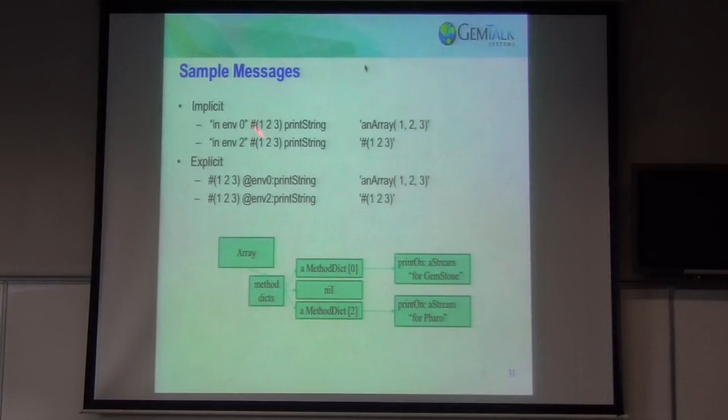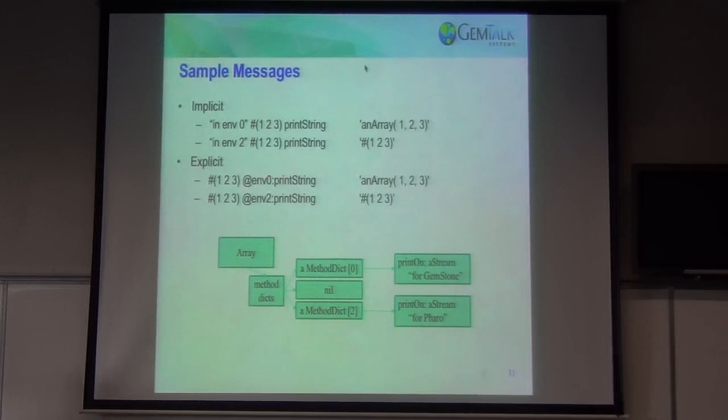So in environment 0, if you said 1, 2, 3, print string, you'd get this. In environment 2, if you said array, print string, you'd get something else. And so it depends on where you're sending the message print string. You can send it from one environment or the other, or you can actually explicitly ask for a particular environment.